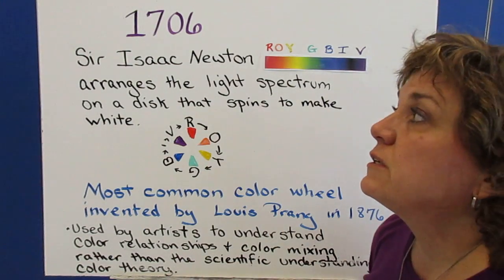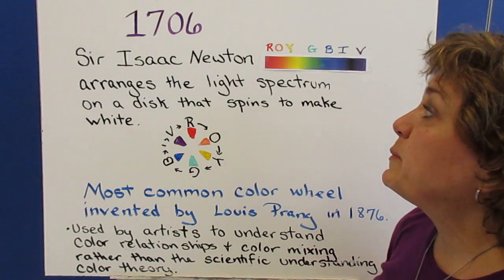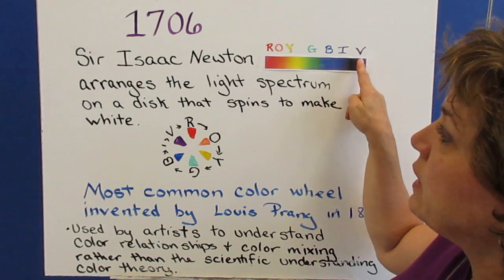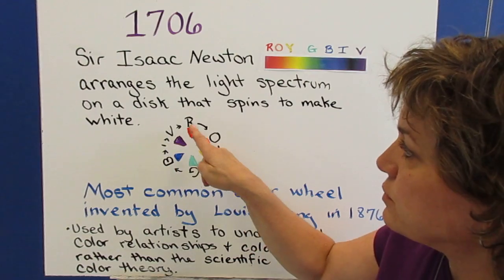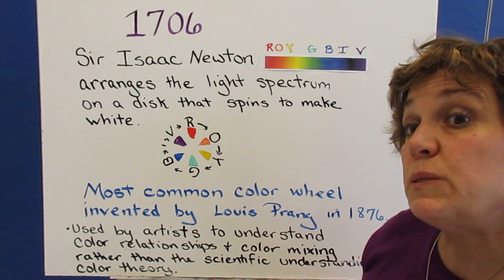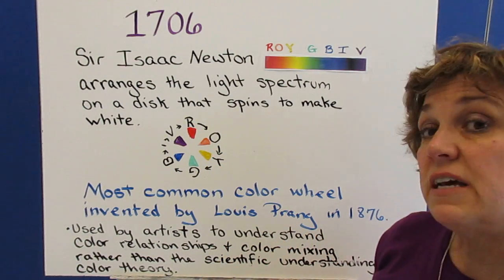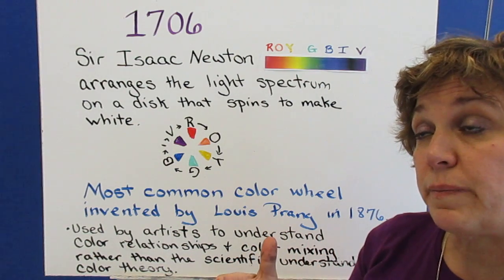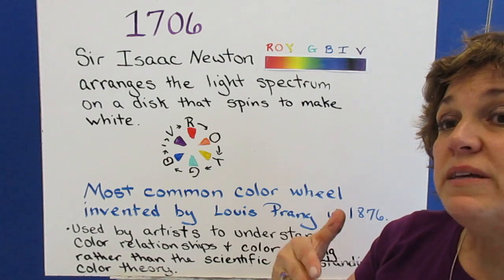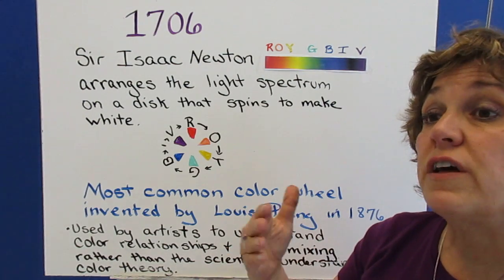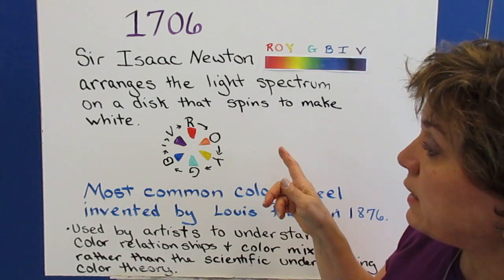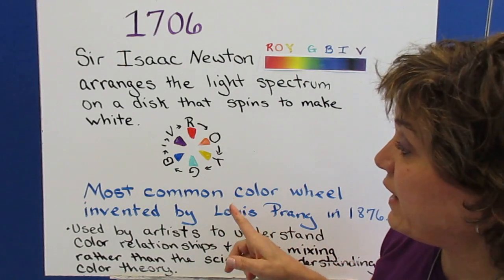The first color wheel was probably invented by Isaac Newton. He took his spectrum and arranged it into a circle that he then spun on a disc very fast, and what happened was it proved his light theory. By spinning it very fast, actually all the colors mix together and turn to white if you spin them fast enough. You can put them on a top and see how that happens.